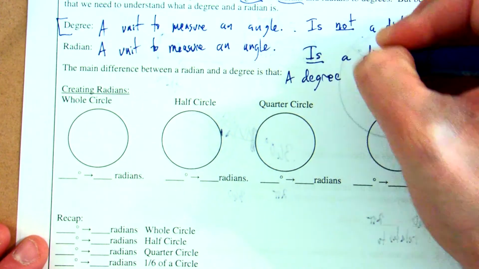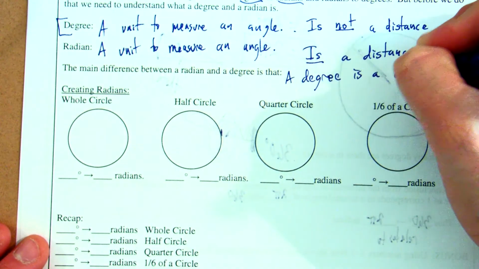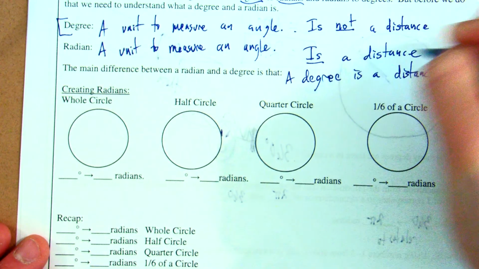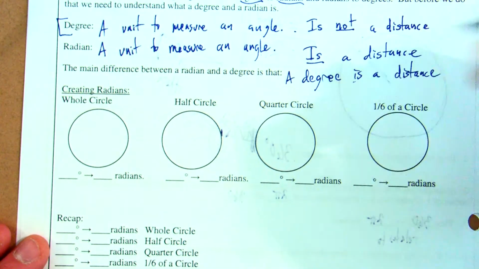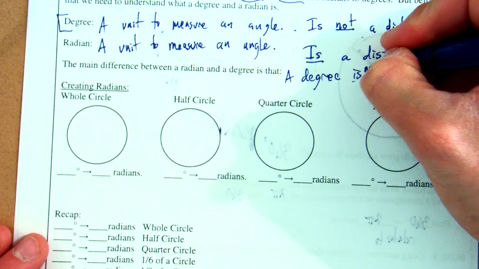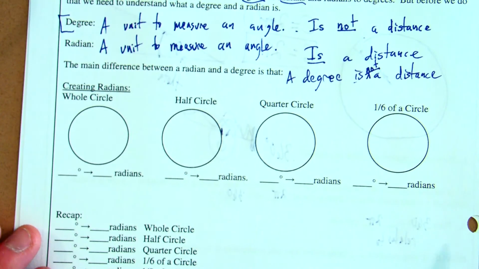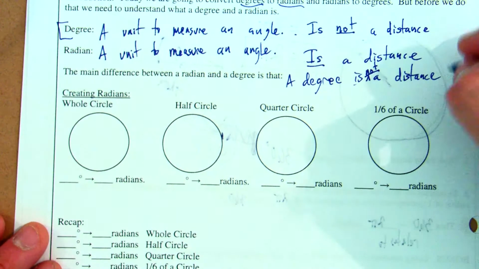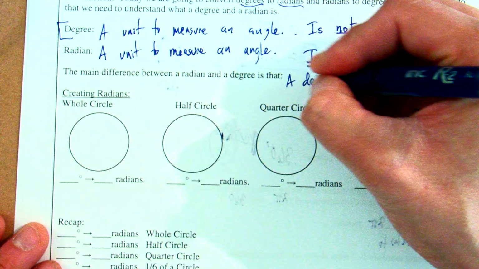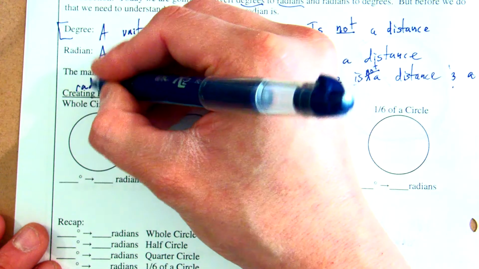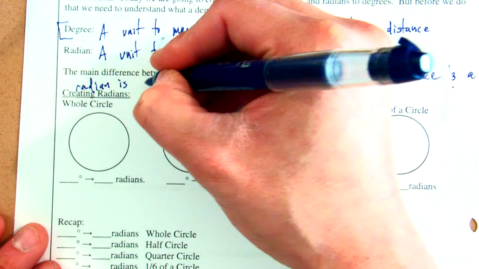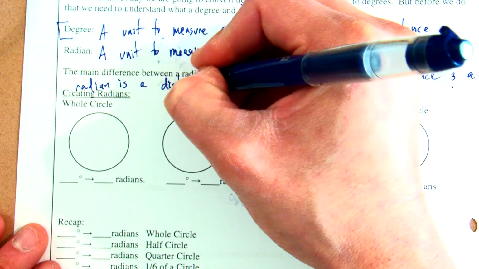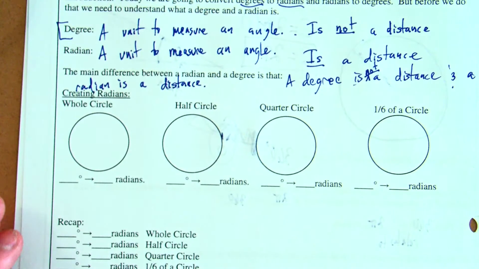Very good. A degree is a distance. Oh, is not. Thank you, Jesus, for catching me. Okay? Good job, man. And a radian, what? A radian is a distance. Okay, cool. And now we're almost done here. And then I'll shut up and you guys can take it from here.